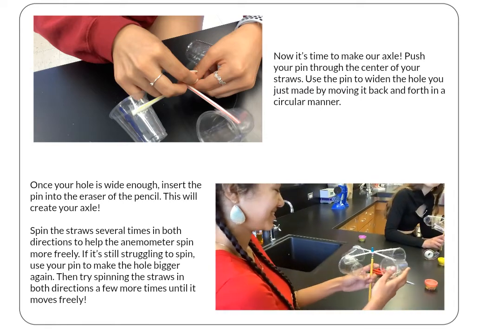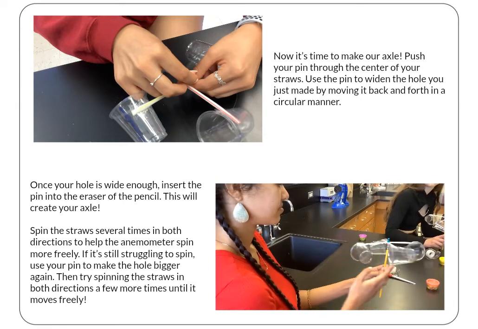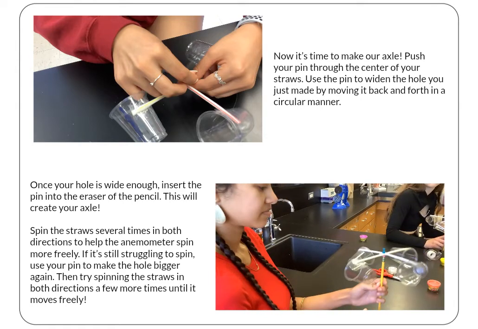Spin the straws several times in both directions to help the anemometer spin more freely. If it's still struggling to spin, no worries. Use your pin to make the hole bigger again. Then try spinning the straws a few more times until it moves freely.